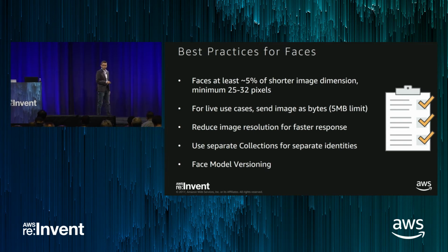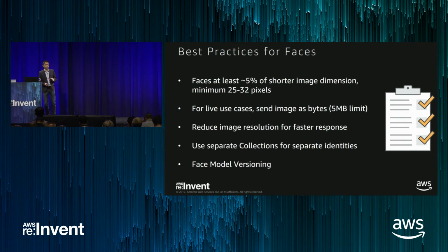And finally, I want to touch upon face model versioning. This is something we introduced recently. So at Amazon Rekognition, our scientists are always working to improve the models that we have based on feedback, based on the use cases that we see. And we put that out in the form of new models, right? Now, when we put a new model in, it could have a different architecture, it could have different dimensions and things like that. So there's no guarantee that it could be compatible with the previous version.